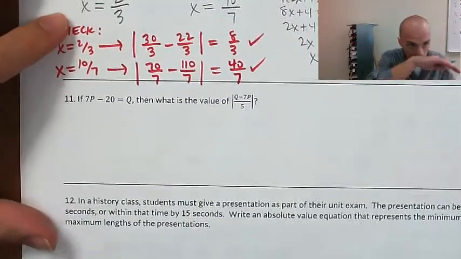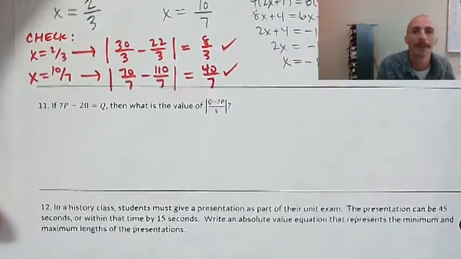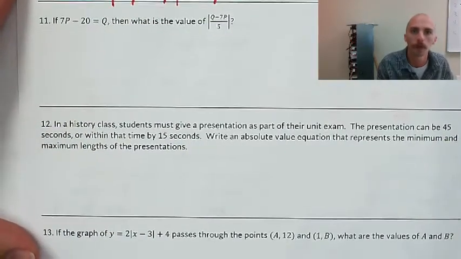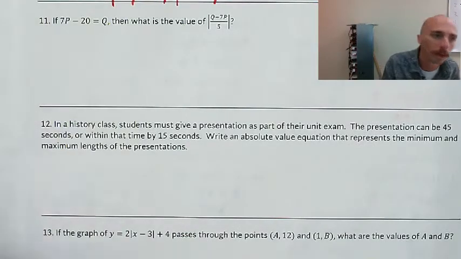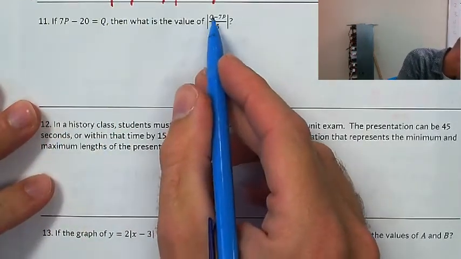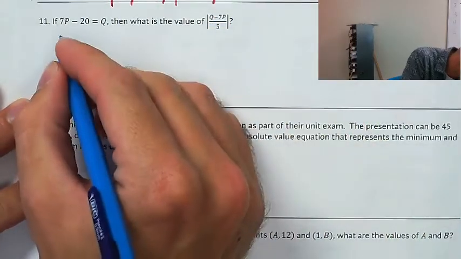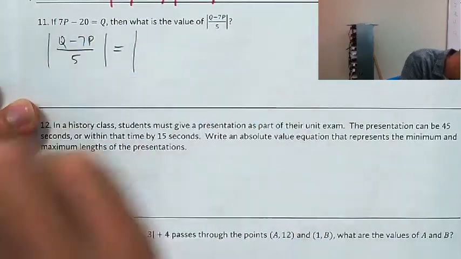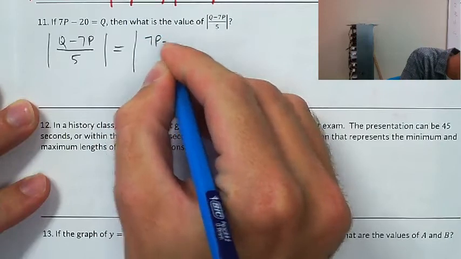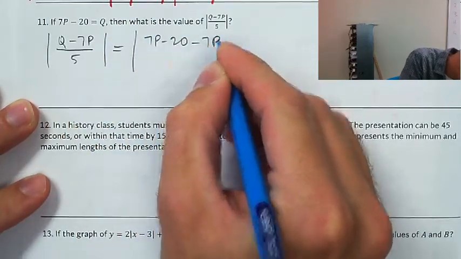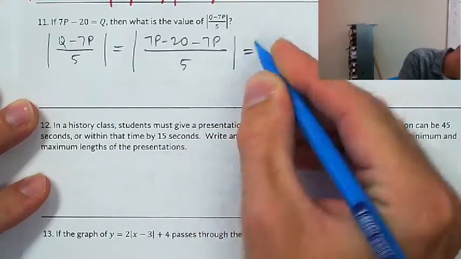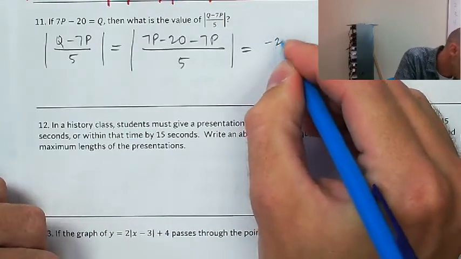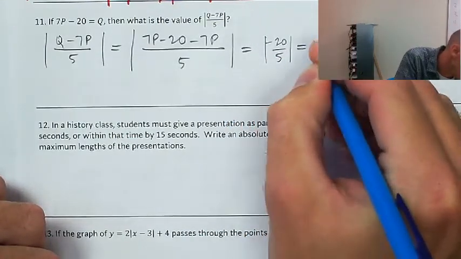All right, if 7p minus 20 equals q, then what is the value of the absolute value of (q minus 7p) divided by 5? This question feels a little familiar to me. This feels like maybe something that could show up in a multiple choice environment. So I'm going to say, all right, the absolute value of (q minus 7p) divided by 5 is going to be the absolute value of, well, q is 7p minus 20, minus 7p, divided by 5, which is going to be, okay, well, 7p minus 7p is no p's, which is 0, and 0 times anything is 0. So I've got negative 20 divided by 5, absolute valued, and that's going to be 4.